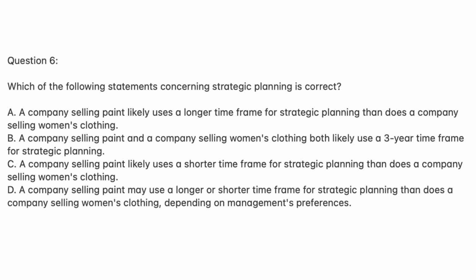Question 6. Which of the following statements concerning strategic planning is correct? A. A company selling paint likely uses a longer time frame for strategic planning than does a company selling women's clothing. B. A company selling paint and a company selling women's clothing both likely use a 3-year time frame for strategic planning. C. A company selling paint likely uses a shorter time frame for strategic planning than does a company selling women's clothing. D. A company selling paint may use a longer or shorter time frame for strategic planning than does a company selling women's clothing, depending on management's preferences.